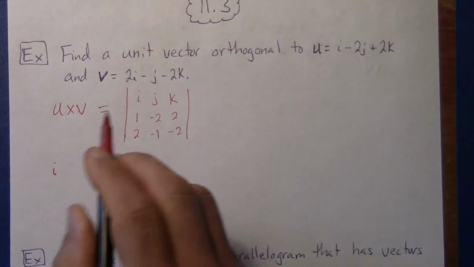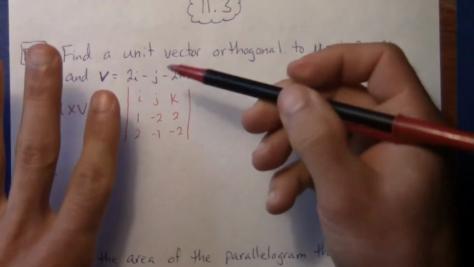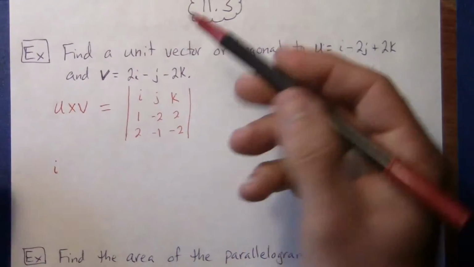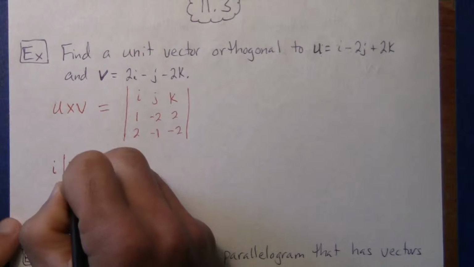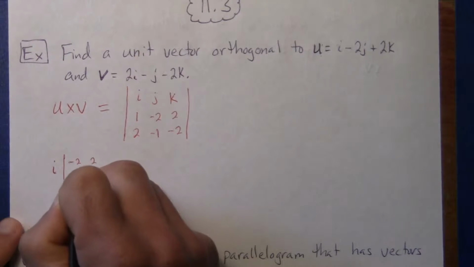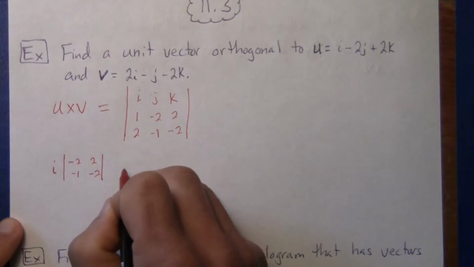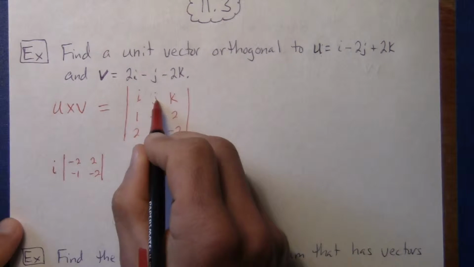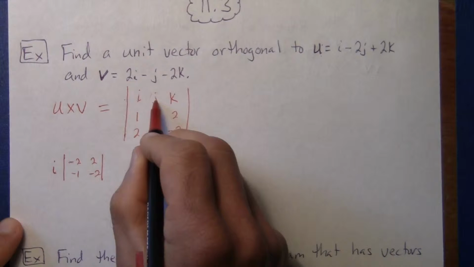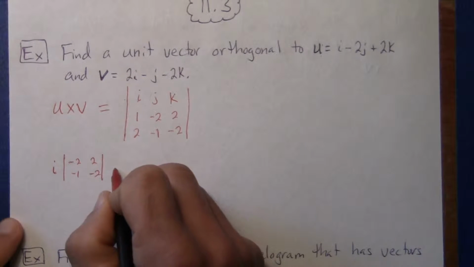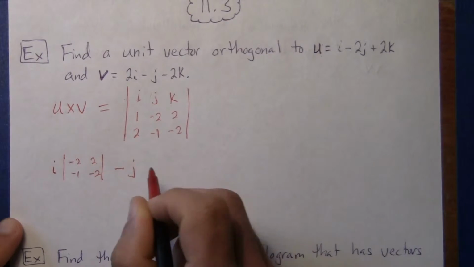I'm going to expand by row or column just because we'll do this a few times, so I'll do a couple differently. If I block out the row and column for i, I have negative 2, 2, negative 1, negative 2 for my matrix left over. So I'll still have to find the determinant of that. Next I would have j. Now remember that j is in the first row, second column. That means that it's going to be minus j instead of plus j.